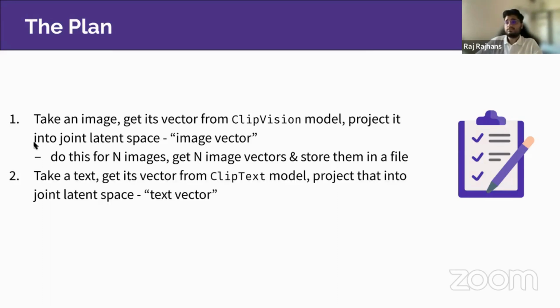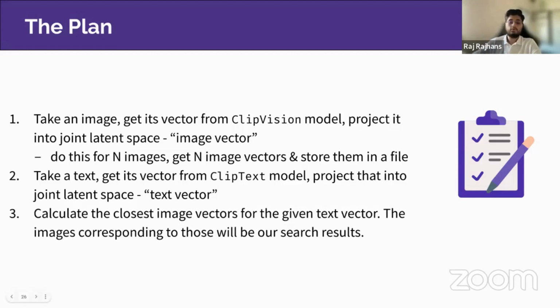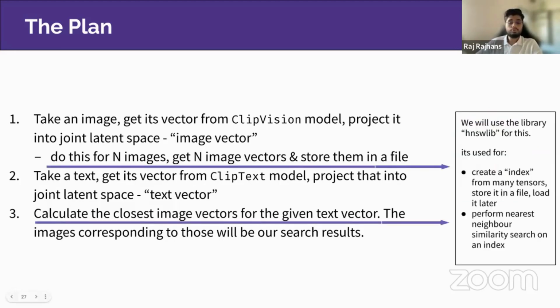Next, we will take a text, for example the words "two dogs". Then we'll convert that into a vector using the text model, and again project that into the same latent space, and that will be our vector that represents the text we have given it. After that, all we need to do is calculate the closest image vectors for a given text vector. The images that correspond to those closest image vectors will be our search results for the query that we have entered. So there are two questions that arise here: how to store a bunch of vectors in a file, and how to calculate the nearest vectors among those vectors for a given query vector.